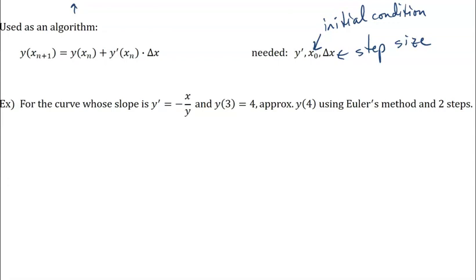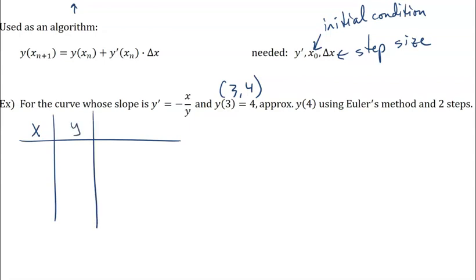Okay. So we have a derivative of negative x over y, and we have an initial condition of (3, 4). We're looking for the approximation for y of 4. We want to use Euler's method and 2 steps. Okay, so we're taking 2 steps. All right, so I'm going to draw my chart because I like to organize it like this. So x, y, and then dy over dx, and then dy over dx times delta x. Let's figure out what delta x is going to be. Well, I need to go from 3 to 4 using 2 steps, so delta x is going to be 1/2.